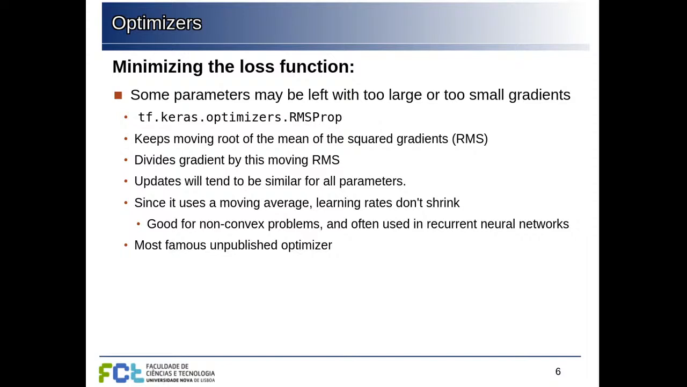And this means that it solves the problem of some parameters changing very slowly because they have very low gradients, since with RMS prop everything is changing at approximately the same rate. And this is good for non-convex problems, so it's often used in recurrent neural networks.